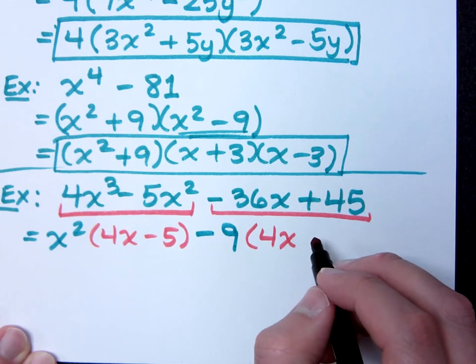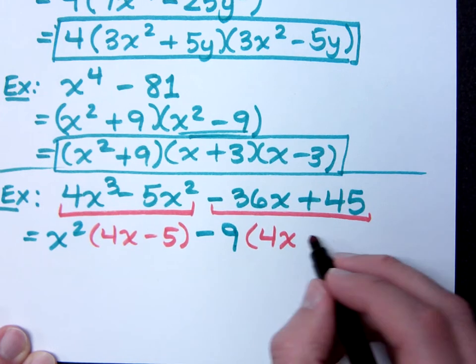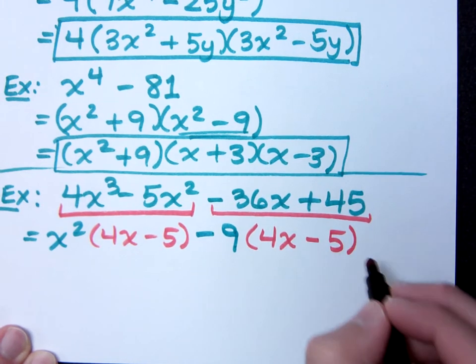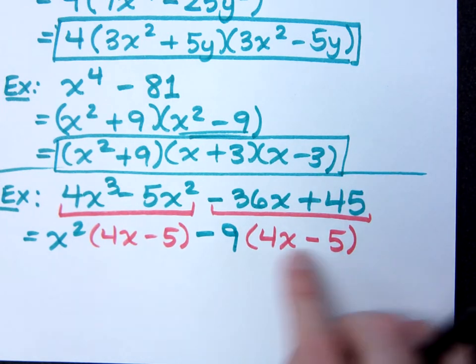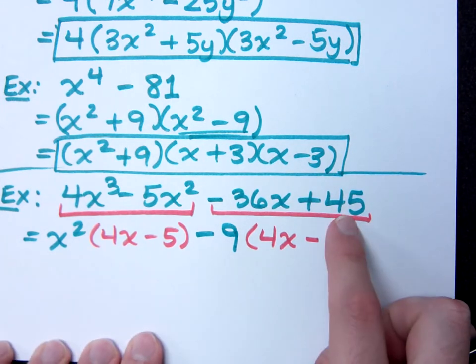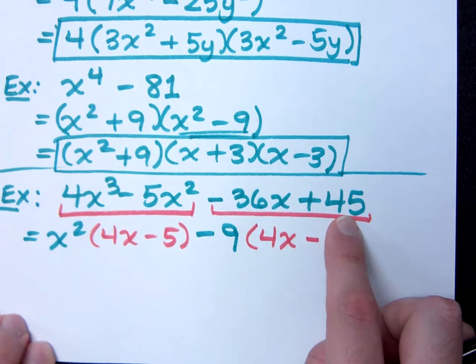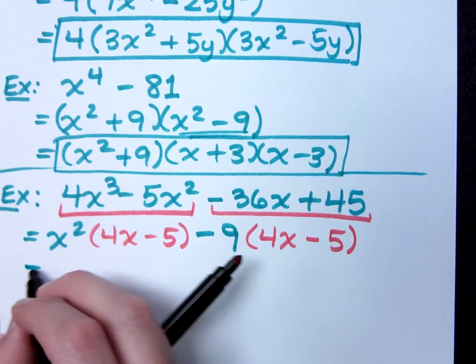4x plus 5 is wrong. It's minus 5. Why is it minus and not plus? Sorry, it's positive. It's a negative times a negative. I have to make sure the negative times this gives me back that positive. WYS, watch your signs.